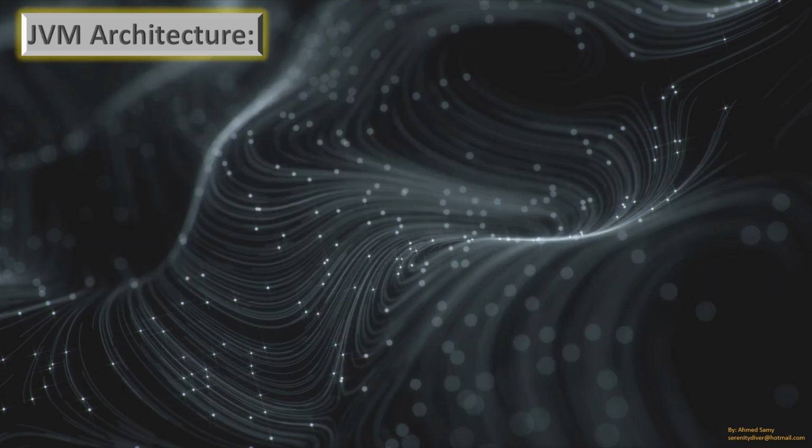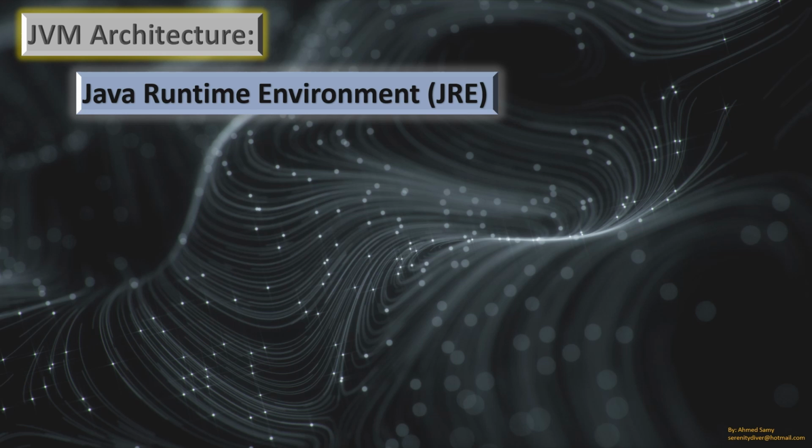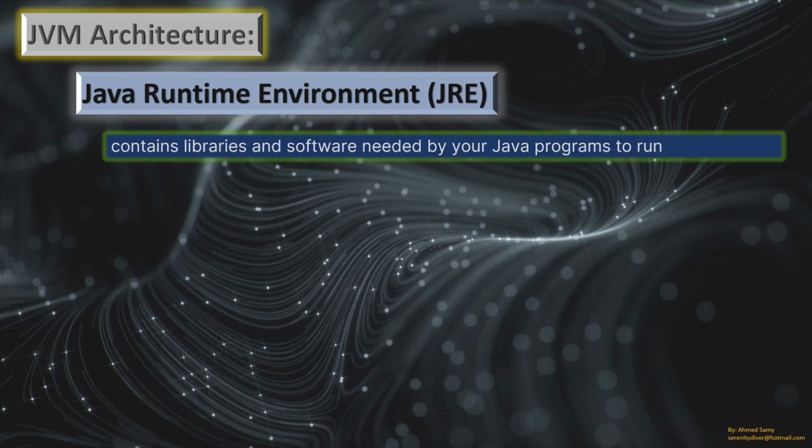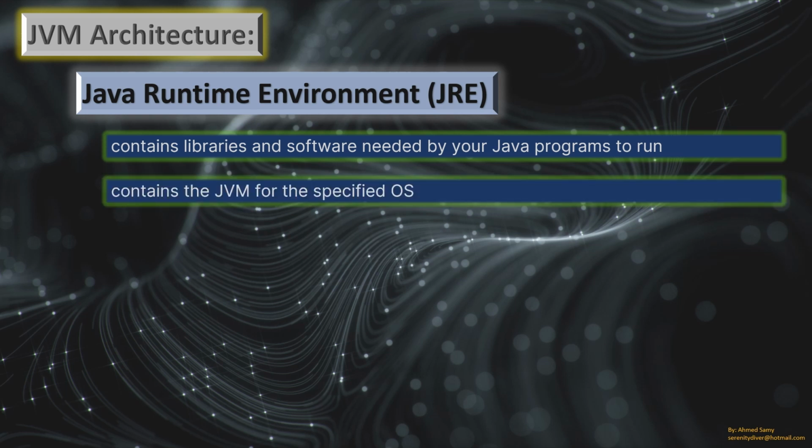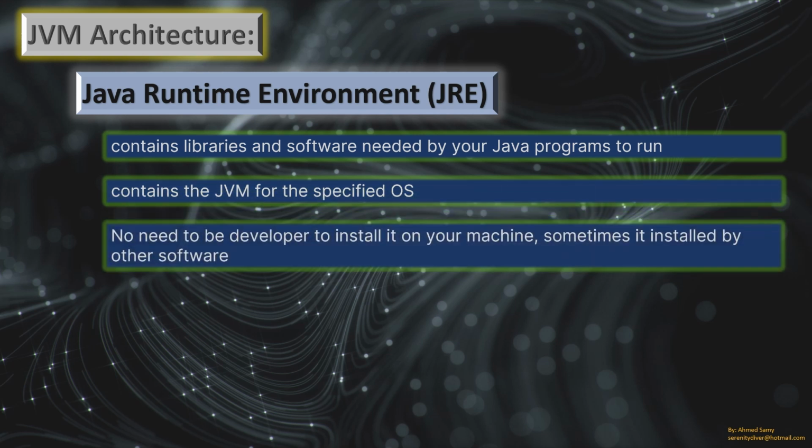That takes us to the next component, the Java Runtime Environment, JRE. The Java Runtime Environment contains the libraries and software needed by your Java programs to run. It makes no difference which operating system, it will be the same. It will have the Java Virtual Machine for that specific operating system. No need for you to be a developer to install it. In fact, it could already be installed on your operating system by some other applications, or maybe you needed it, depending on the necessity, because the Java Runtime Environment is not for developers. In fact, it is for the application to run.